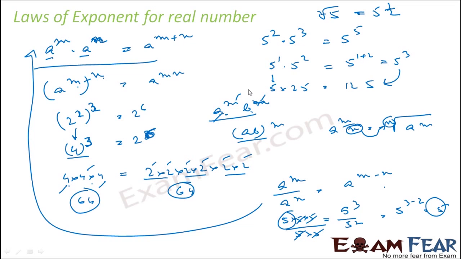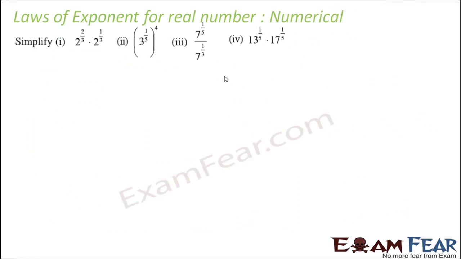For example, 2^3 into 1^3, you can actually say this is nothing but (2 into 1)^3. Here if you see, this is 8, this is 1, 8 into 1 is 8. This also you are getting 8. Okay. So let's take some examples for the formulas we just saw.